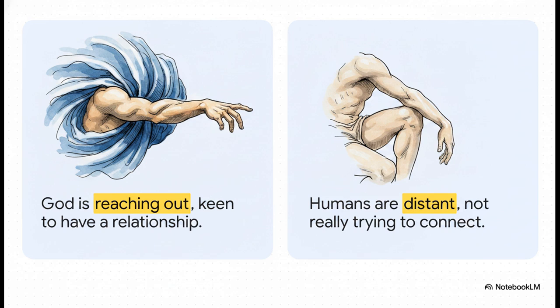Now, contrast that with Adam's posture. Humans are shown at a distance from God, so much so that their fingers don't actually even touch. And check out Adam's body language. He's slouching. His hand is relaxed, kind of limp. It looks like he isn't really even trying to close that gap. This is a massive theological commentary by Michelangelo. He's basically suggesting that while God puts in the ultimate effort to connect, well, humans don't always respond to God as fully or as eagerly as they could.